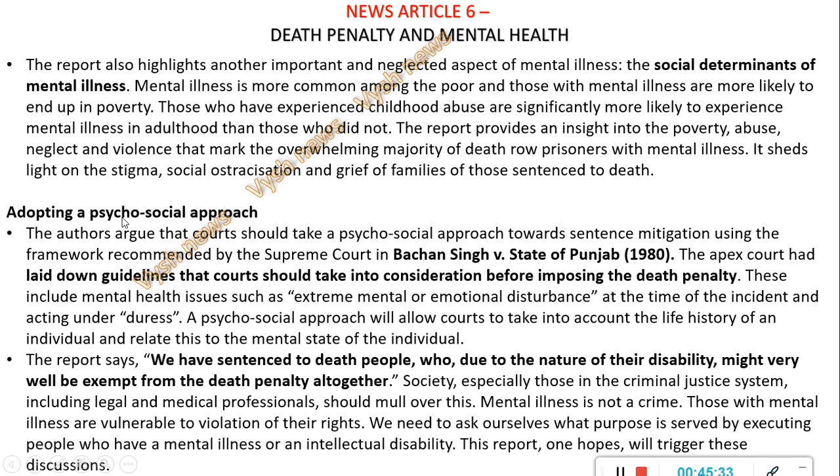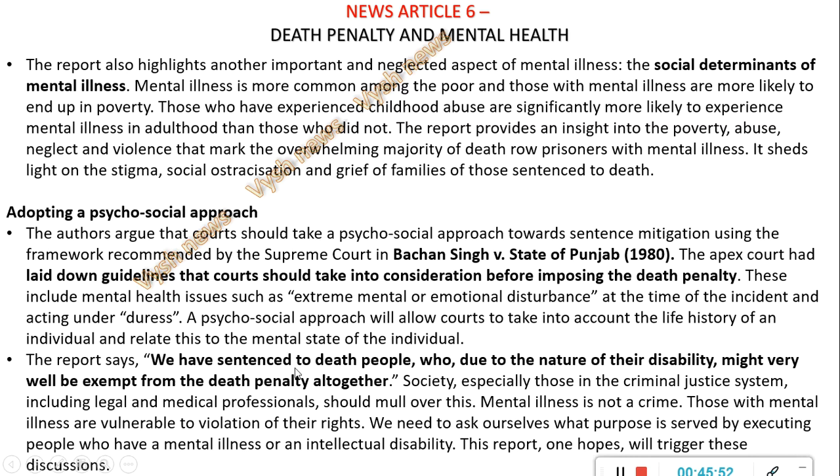Now again, the psychosocial approach. There is a Supreme Court judgment from 1980, an old one, Bachan Singh versus State of Punjab. In that, guidelines are already there on what the court should take into consideration before imposing the death penalty. So this is already there from 1980 onwards, yet till 2014 people are getting confused about what to follow and what not to follow.